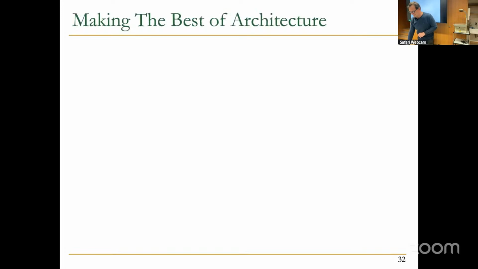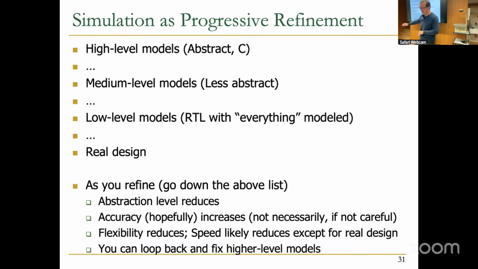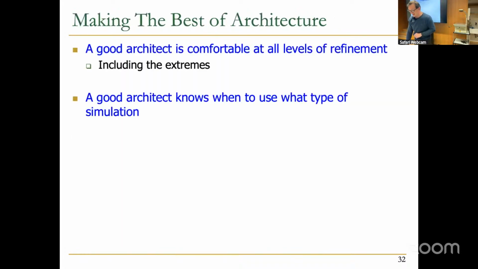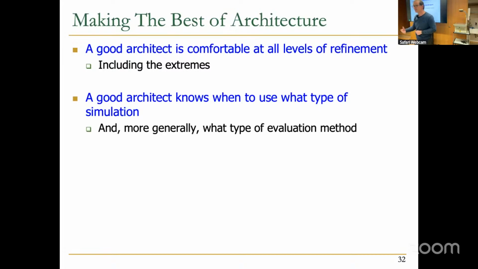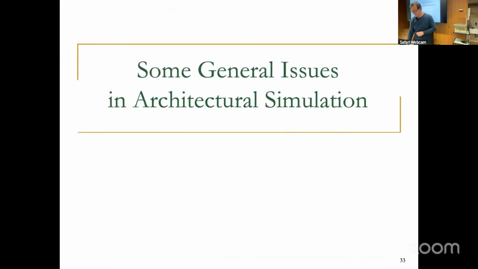I think making the best of architecture is really being comfortable at all levels of refinement, which is very interesting, including analytical models. I didn't include analytical models, but high-level models can include analytical modeling as well, so including the extremes. It's good to know when to use what type of simulation, and more generally, what type of evaluation methods, including prototyping. And again, there are a variety of evaluation methods available, right? Any questions?